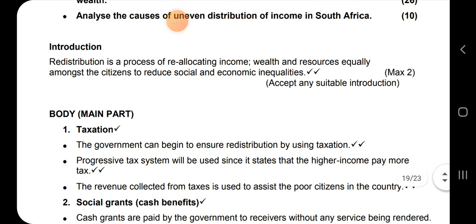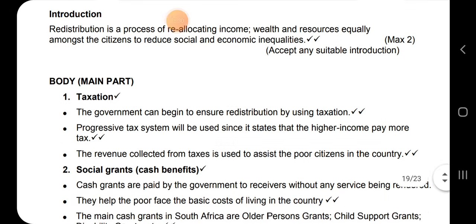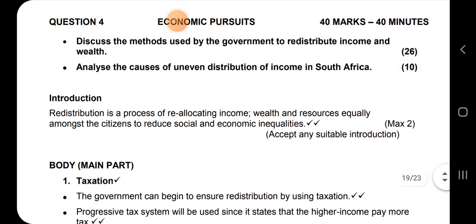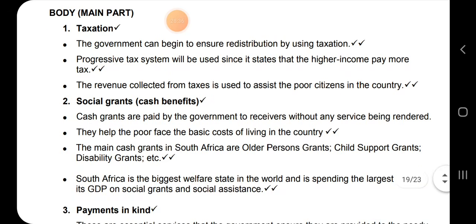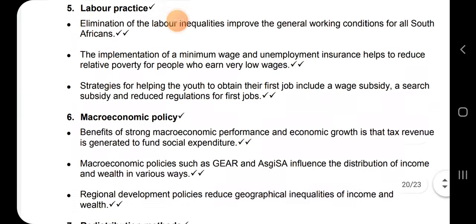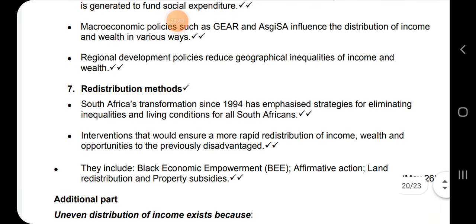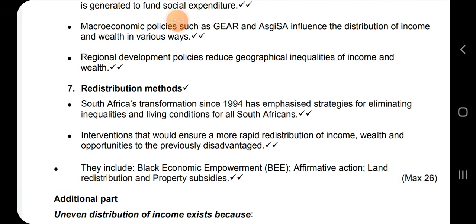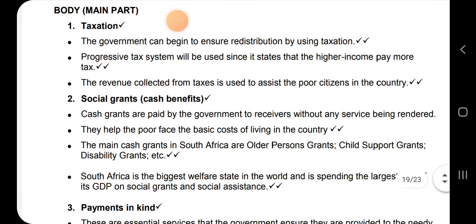So look, redistribution is a process of reallocating income, wealth, and resources equally among the citizens to reduce social and economic inequality. Any other suitable introduction, as I have also given mine, will be gladly accepted. And then the main part, now here you're going to discuss the methods of redistribution. They use tax, they use payments in kind, they use education, they use labor practices and microeconomic policy redistribution methods. So you're going to discuss them in detail.